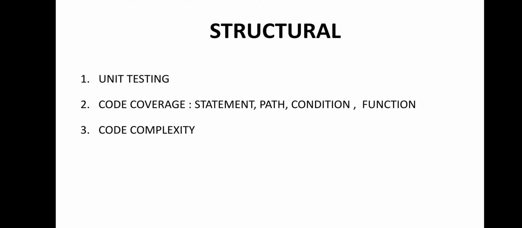So this is about cyclomatic complexity. This was the basics of white box testing. Let us take a review. It is categorized as static and structural. Static again has 3 categories. Structural again has 3 categories, among which the second category, code coverage, has a further 4 categories. And the main thing, code complexity, is calculated by cyclomatic complexity.